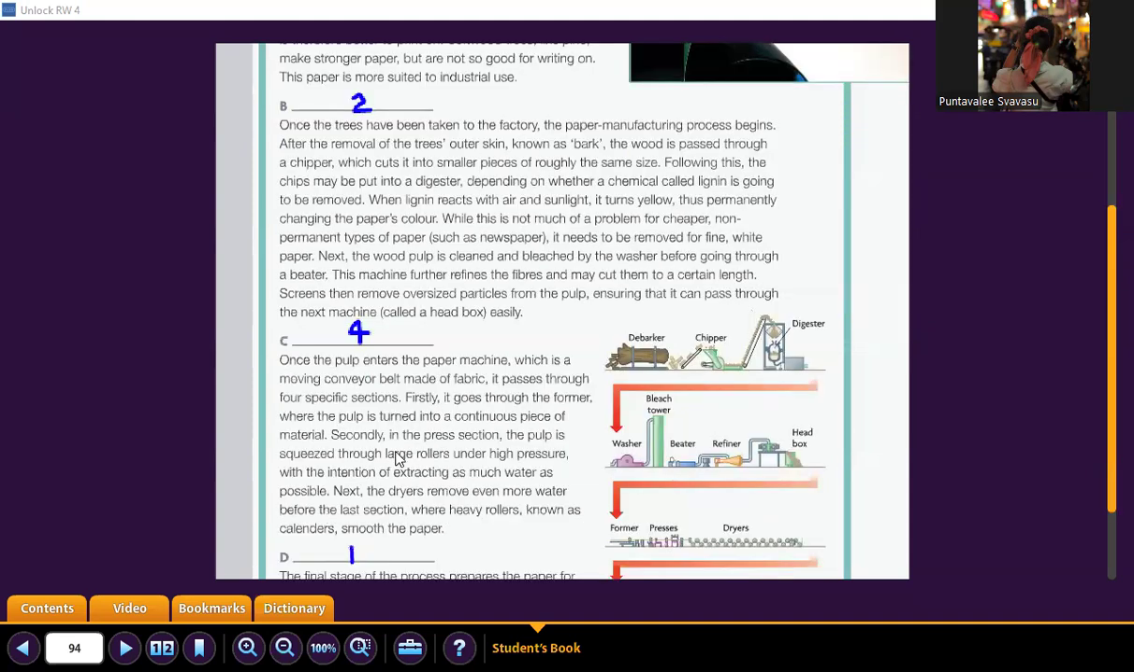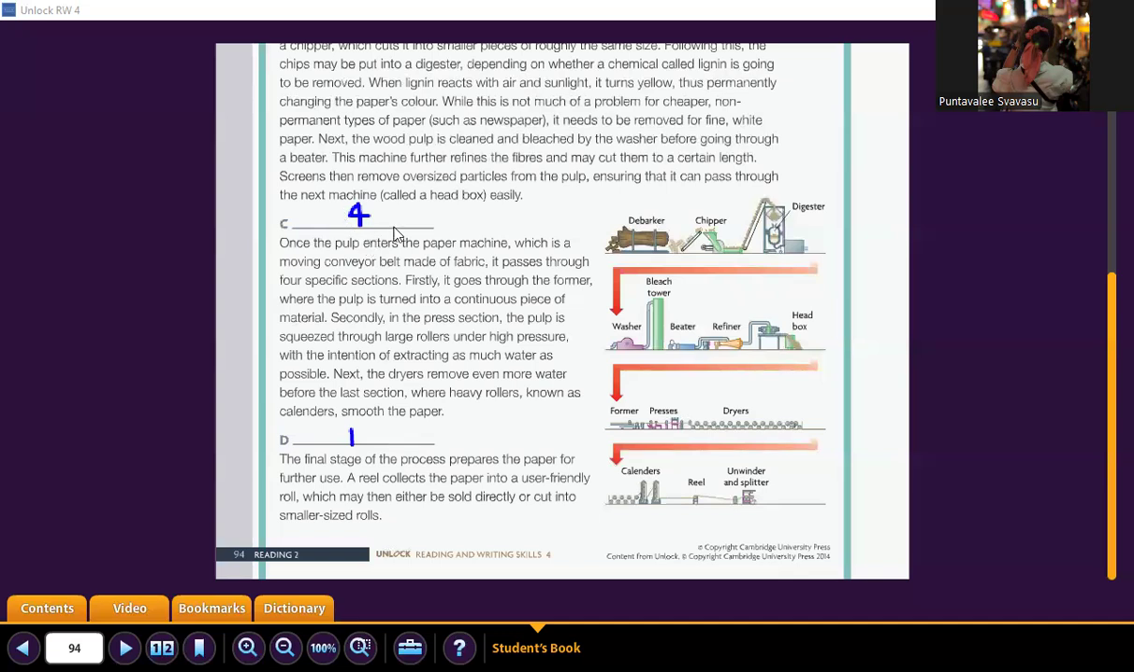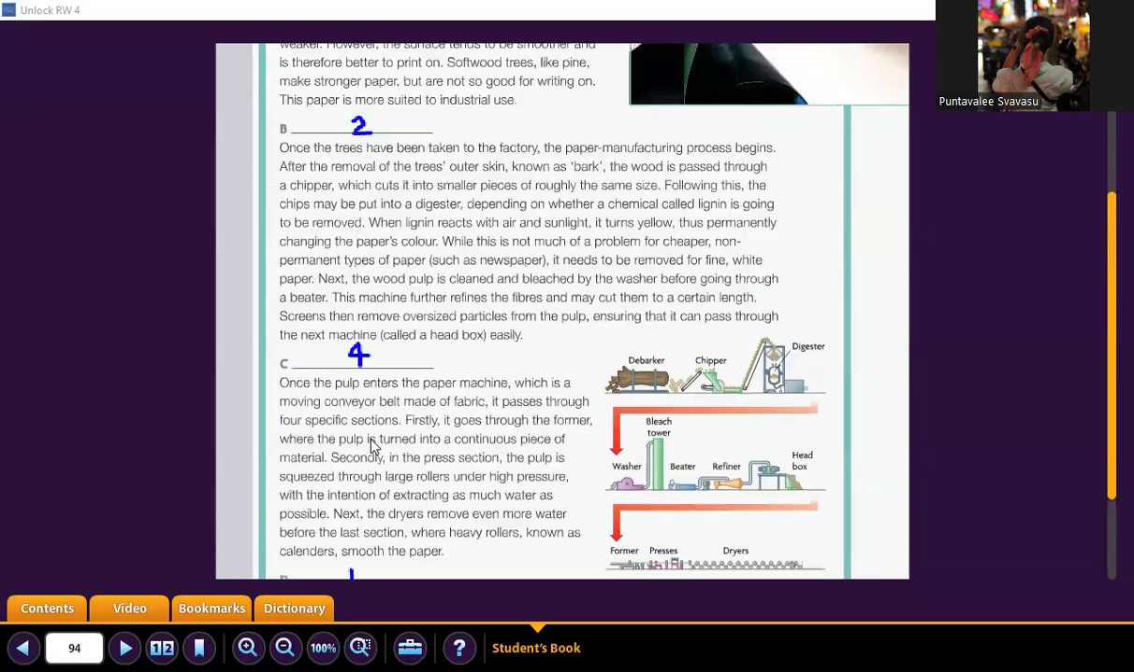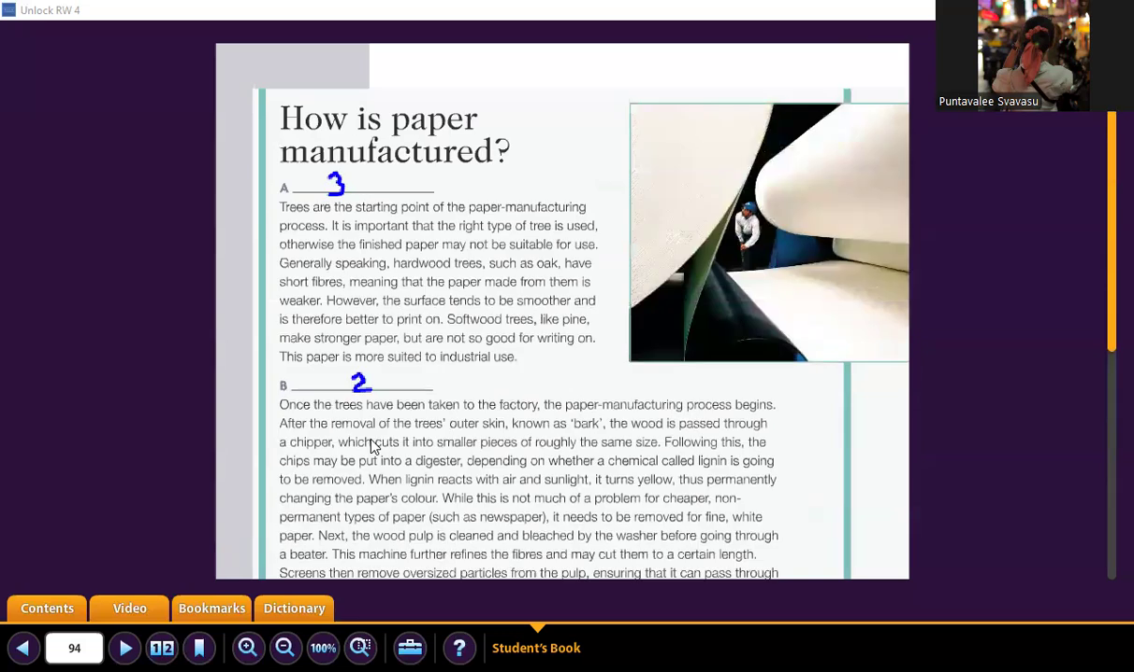For paragraph C, the answer is turning the raw material into a product. And the last one is making the product ready for market. So this is the answer. For this one, you would use a skimming skill to answer it. You have to get the overall idea, the general idea of the reading text, in order to answer these tasks.